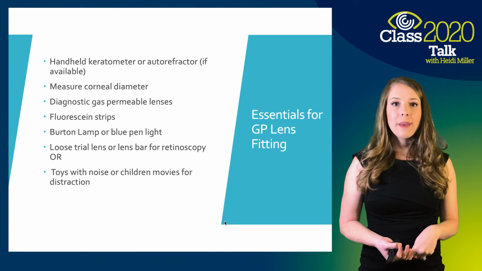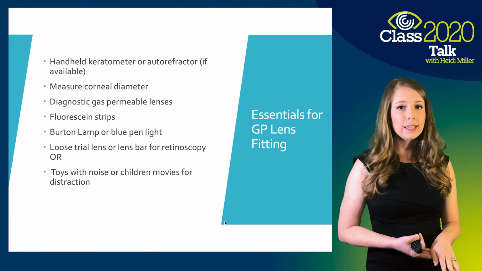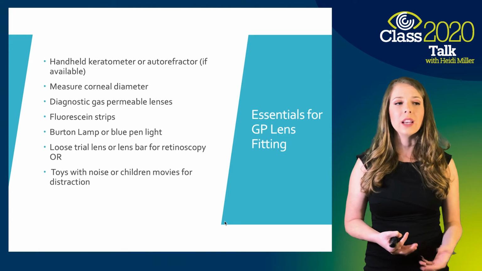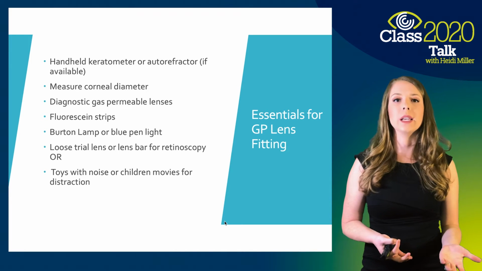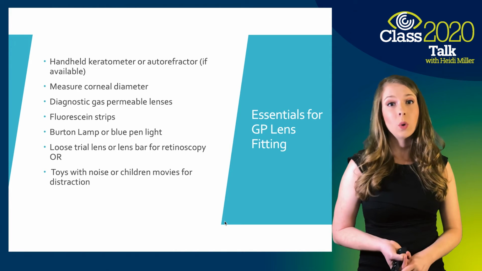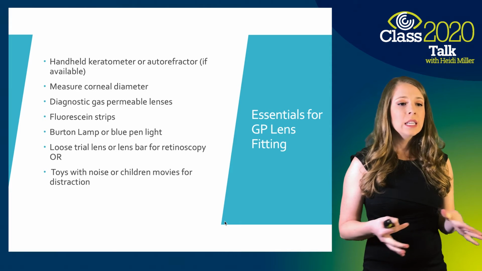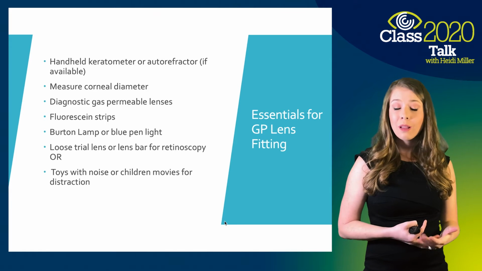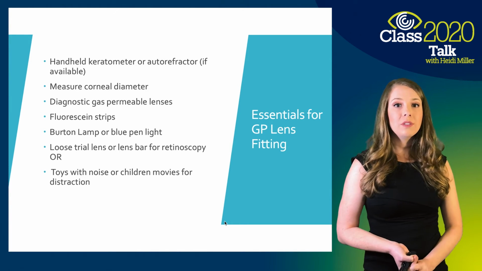You're always going to want to measure the corneal diameter. You'll want to use diagnostic gas permeable lenses. Depending on what I'm using it for, if it's an aphakic patient, I have an aphakic pediatric set. So they've already got the high plus powers that we're going to need, so we get a little bit closer to the endpoint quicker. As long as you've got a GP set with different diameters and curvatures that will apply to infants and toddlers, you should be fine.